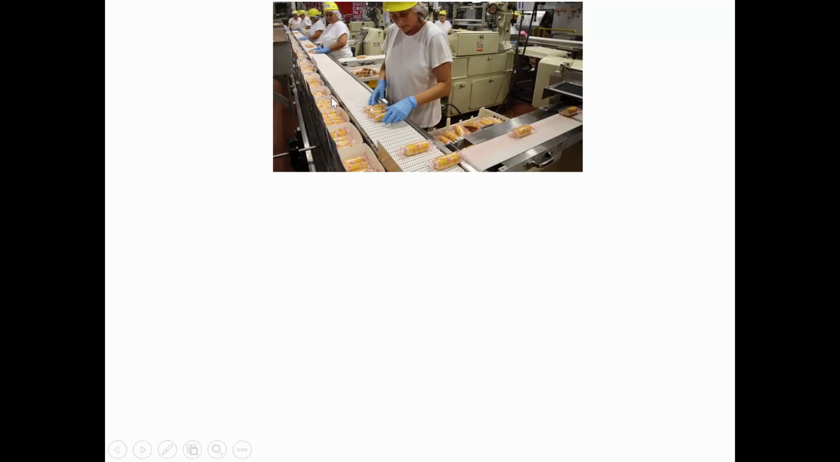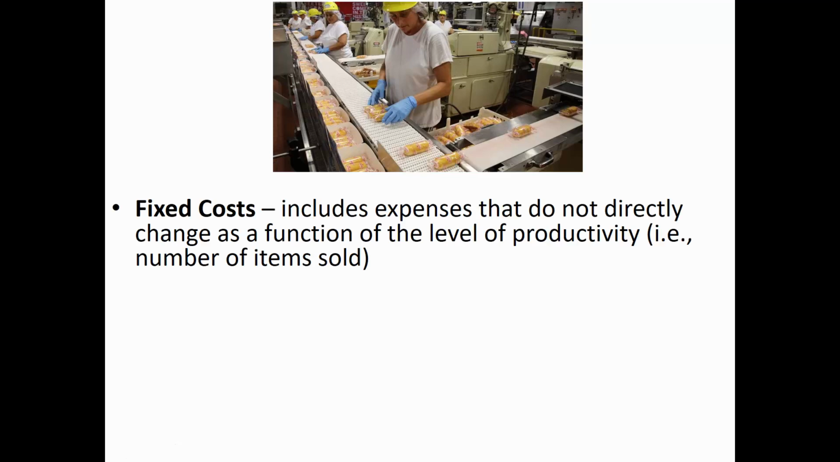So here's a picture of a worker packaging Twinkies, putting them in a box. For a while, it was looking like the company that owned the trademark for Twinkies was going out of business. I think there were a couple of weeks where no Twinkies were going out into the world, and that was a dark day for sure. But let's use that as an example to talk about the different types of costs that I've already hinted at.